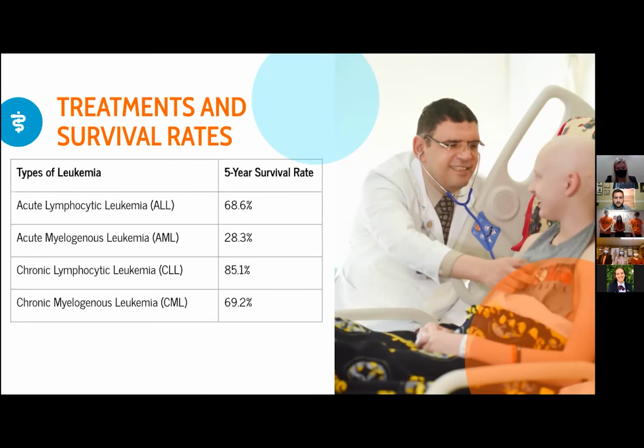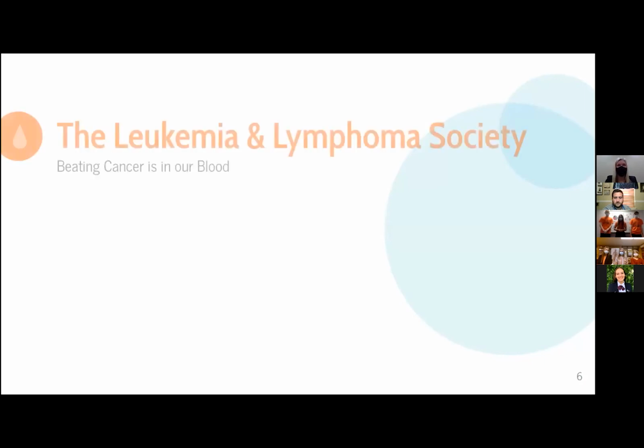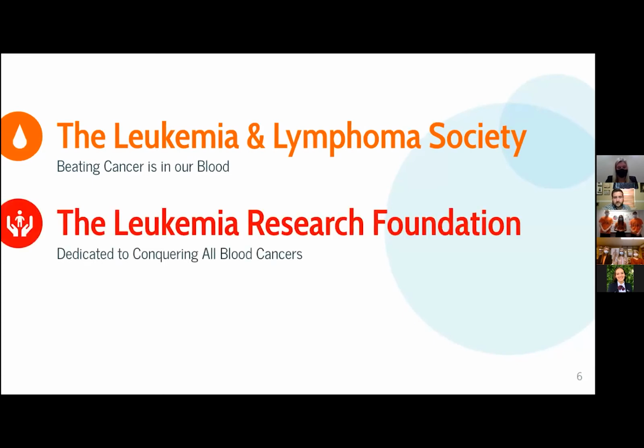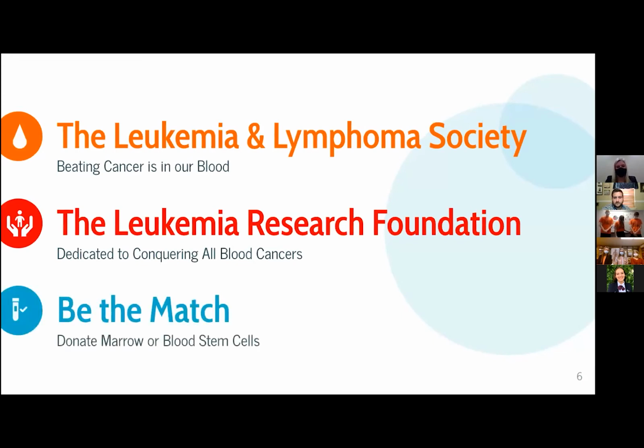I hope through this presentation, you all have learned a lot about leukemia, and you may be asking how you can help these patients. Here are a few organizations and how you can support them. We have the Leukemia and Lymphoma Society, where their tagline is "Beating Cancer is in Our Blood," and the Leukemia Research Foundation, who is dedicated to conquering all blood cancers, including leukemia. Additionally, we have Be the Match, sponsored by the National Marrow Donor Program. Through Be the Match, you can register as a donor and potentially be matched with a leukemia patient.